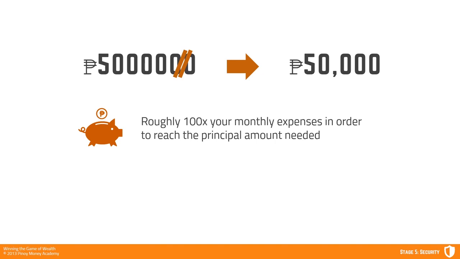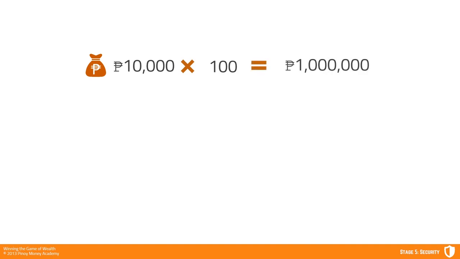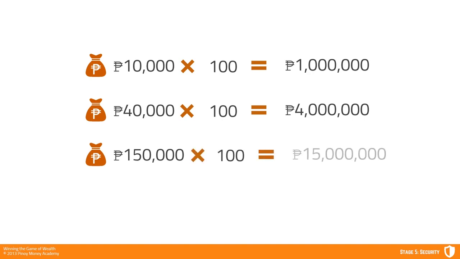So if you want to know how much money you'll need to accumulate, just multiply the monthly amount by 100. So for example, if you need to earn 10,000 pesos monthly in passive income through investments alone, multiply it by 100 to get the principal needed. The answer here is 1 million pesos. If you want passive income that can give you 40,000 pesos a month, then you'll need to raise 4 million pesos. If you want passive income that will give you 150,000 pesos a month, multiply that by 100, you'll need to have 15 million pesos.